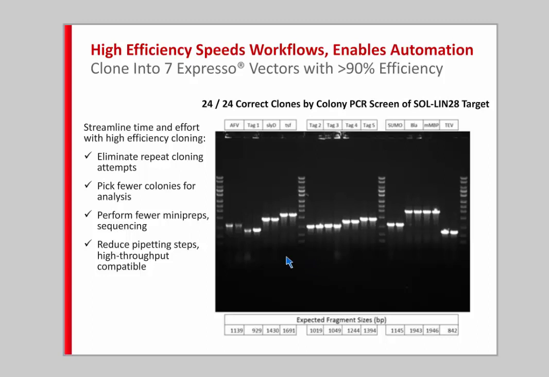So of course, you'll probably want to confirm your chosen mini preps, or confirm your expression clones, by sequencing. You'll want to do that before scaling up or taking it to the next step in your workflow. And these higher efficiencies also mean that you can perform fewer mini preps and fewer sequencing reactions. So all through the workflow, it really reduces pipetting steps and handling, which makes it amenable to scaling.